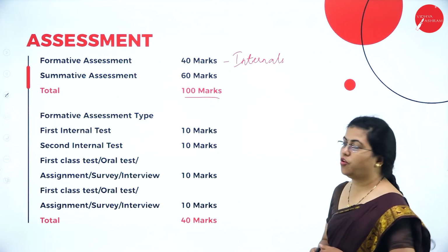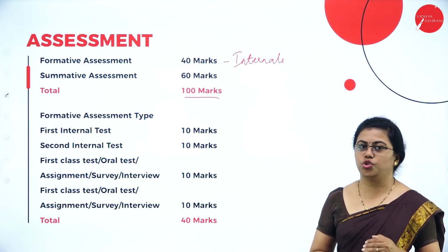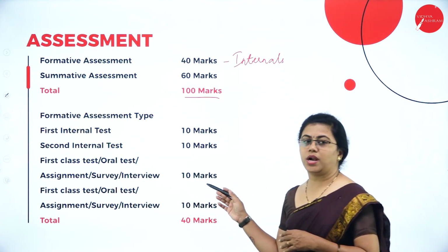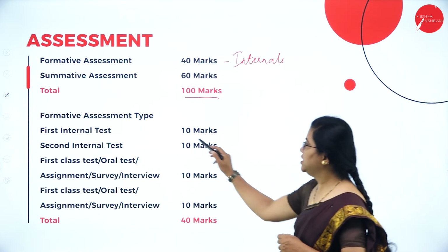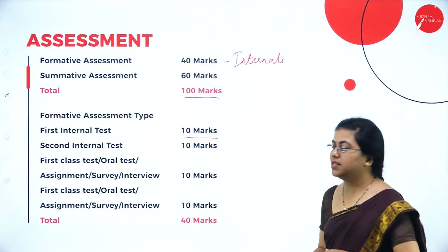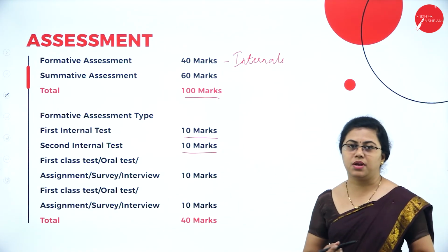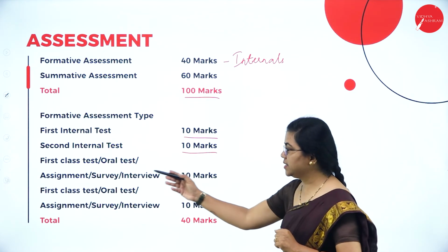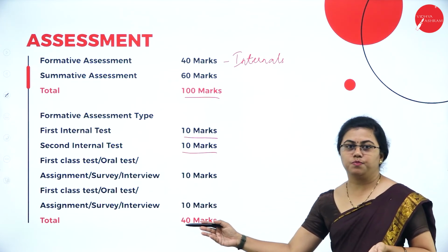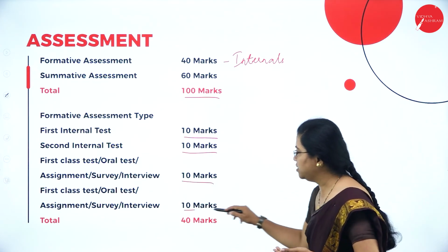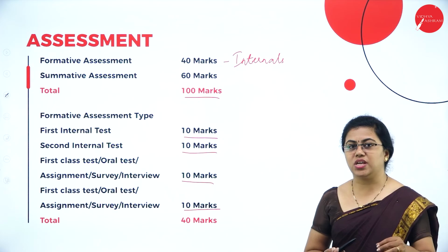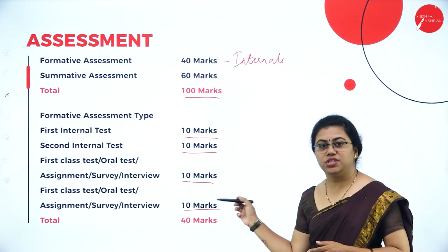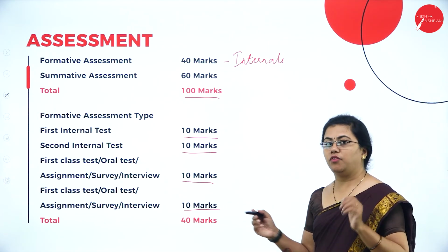So what do we do in this formative assessment? For those 40 marks that you have, what all do you do in that? The first internal test that we are going to conduct will be reduced to 10 marks. Then we have second internals also, that will be reduced to 10 marks. Apart from this, we have some assignments also, that is survey, interview, whatever it is. That will be there for 20 marks. Each survey, each case study, whatever you do, we are going to reduce it to 10 marks, and we are going to give you marks over there.